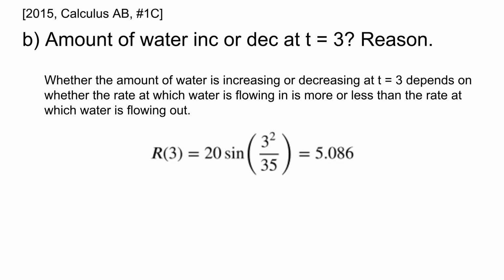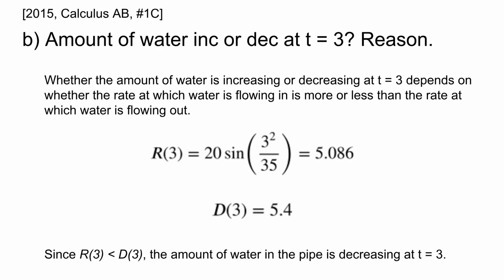R of 3 is 5.086 cubic feet of water per hour. D of 3 is 5.4 cubic feet of water per hour. And since R of 3 is less than D of 3, the amount of water in the pipe is decreasing at time t equals 3 hours.